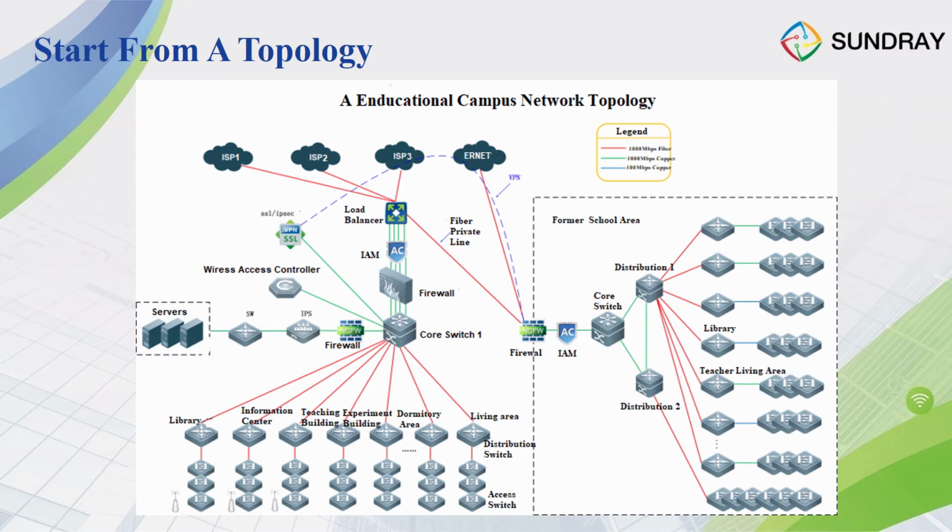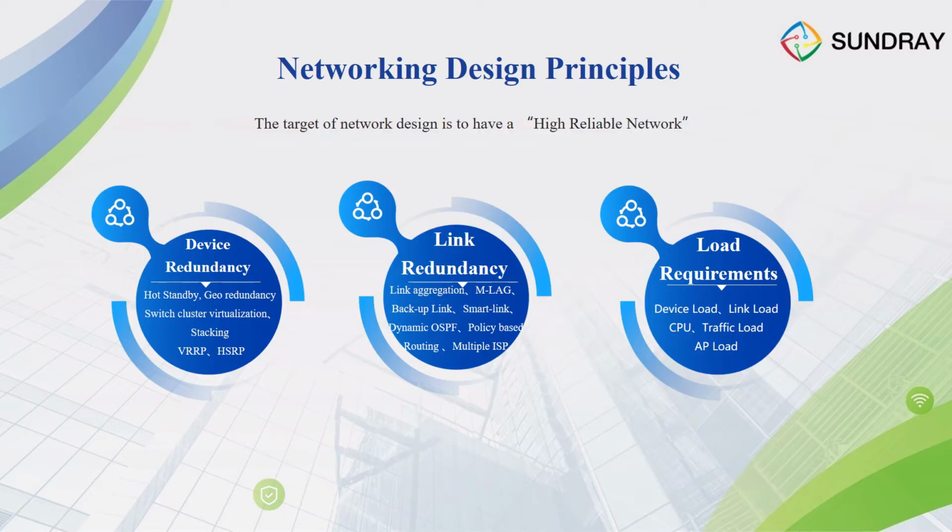After we analyze this network, if we want a highly reliable network design, we need to follow these network design principles. The first is device redundancy. Device redundancy means we need to consider redundancy at the device level. If this core switch is down, what will happen? If these controllers are down, do we have a backup controller? If this distribution switch breaks, do we have a backup switch? Is it hot standby or cold standby, or geo redundancy? Geo redundancy means we have backup devices in different locations, maybe one in the Philippines and another in Asia.